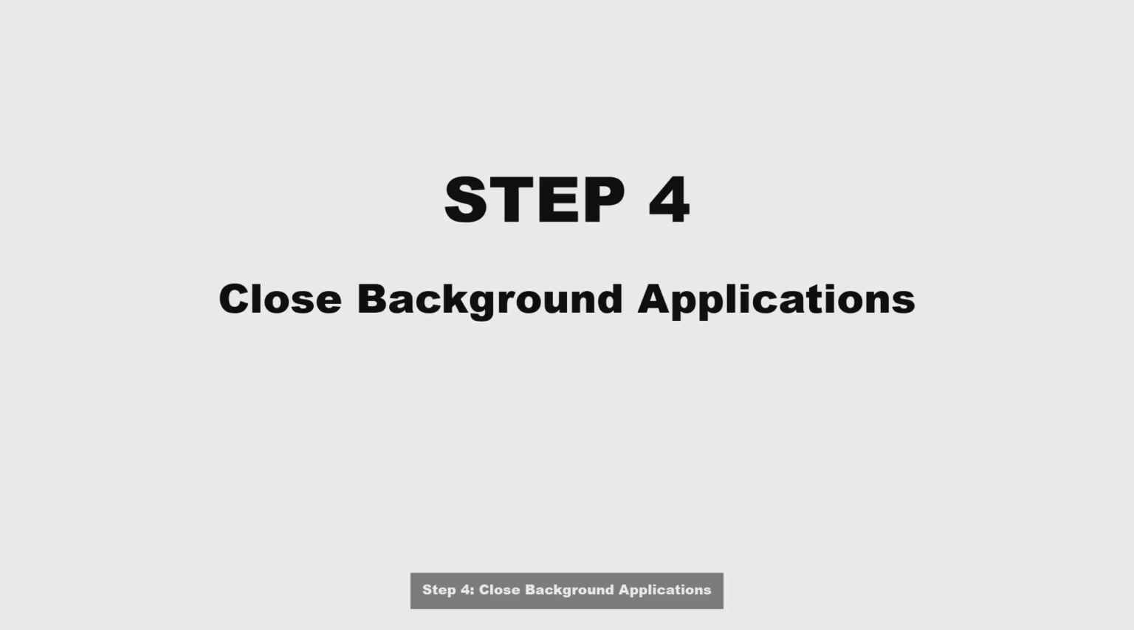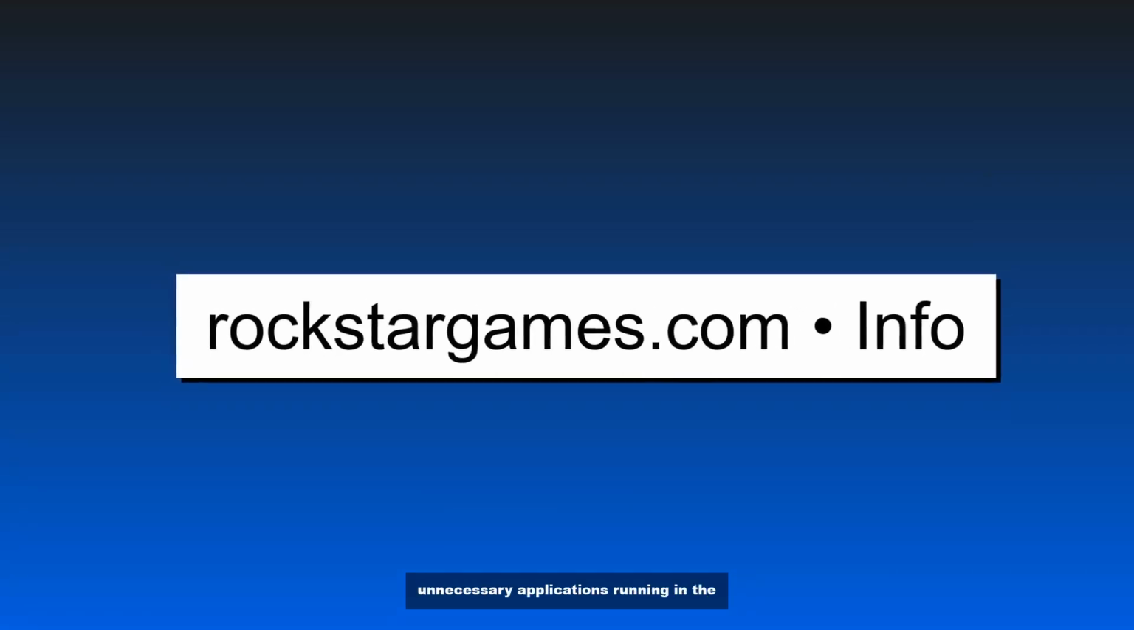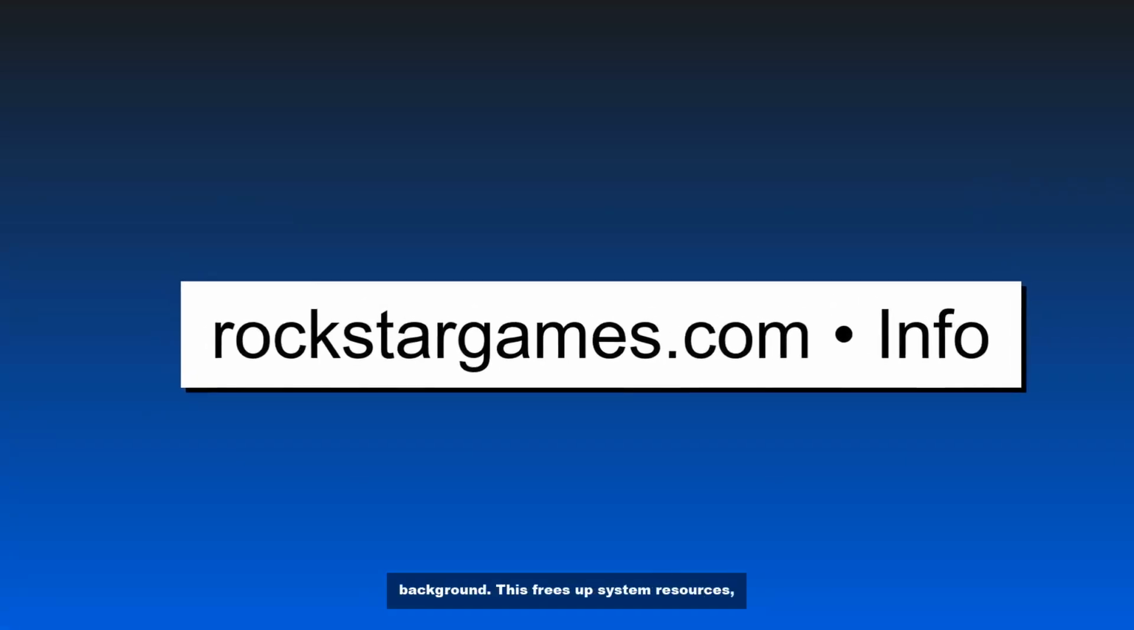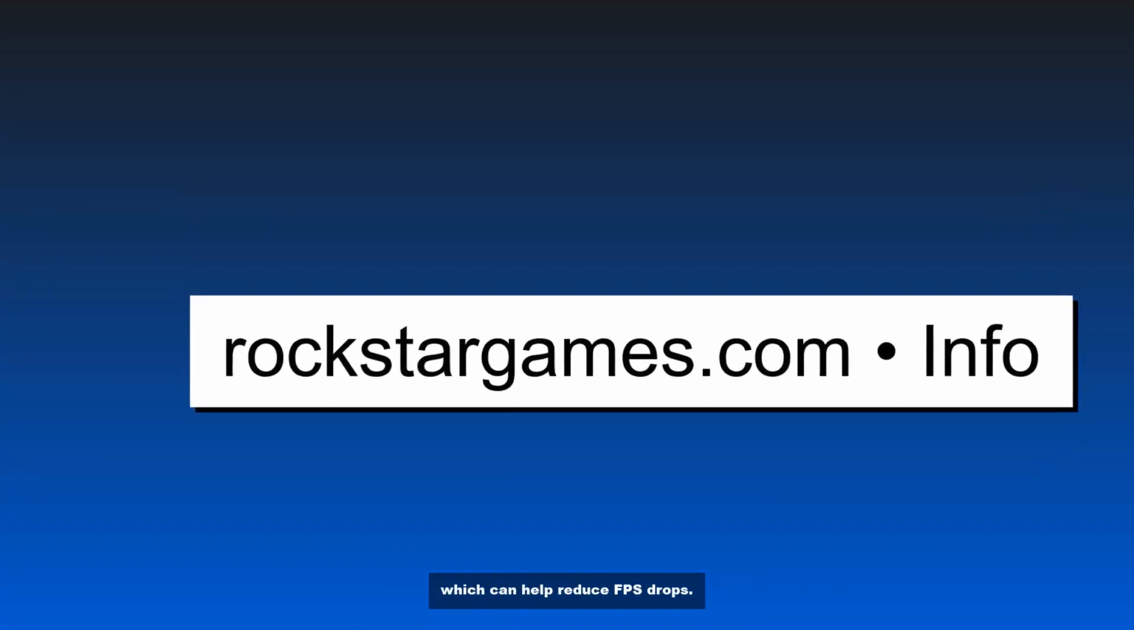Step 4. Close background applications. Before launching the game, close any unnecessary applications running in the background. This frees up system resources, allowing more power to be allocated to GTA 5, which can help reduce FPS drops.